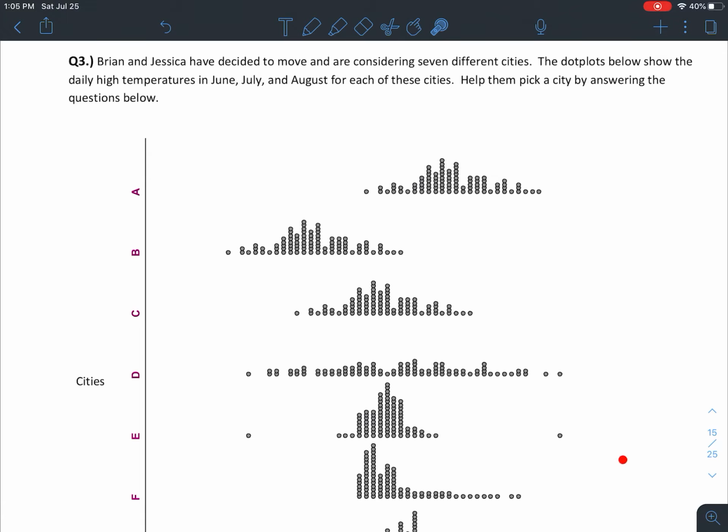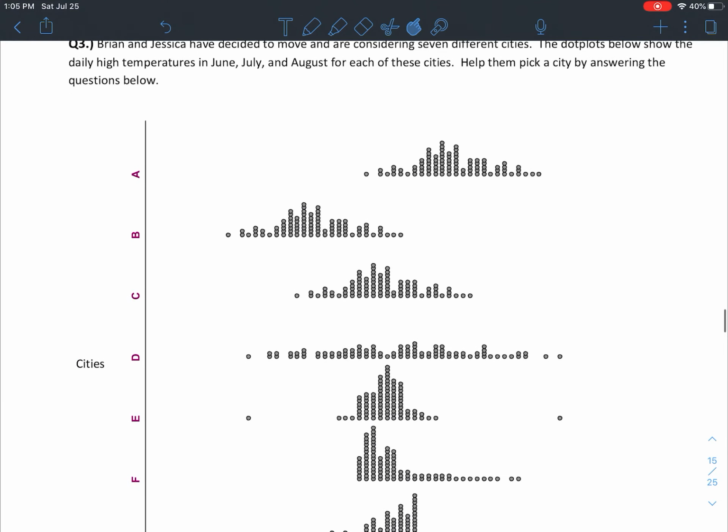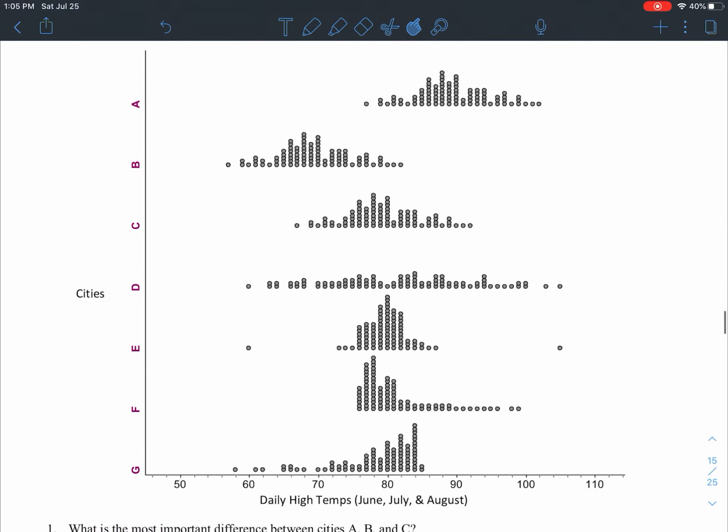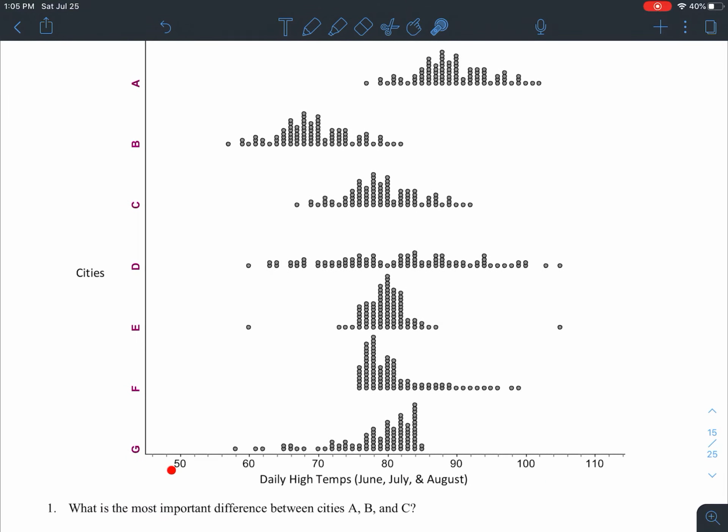It says the dot plots below show the daily high temperatures in June, July, and August for each of these cities. Okay, so again, these are daily high temperatures in the summer. Help them pick a city by answering the questions below. Okay, so I'm going to go ahead and scroll down so that we can see. Also, nice job here. They've labeled with numbers and they've identified in context what those numbers are referring to. That's the daily high temps in June, July, and August.